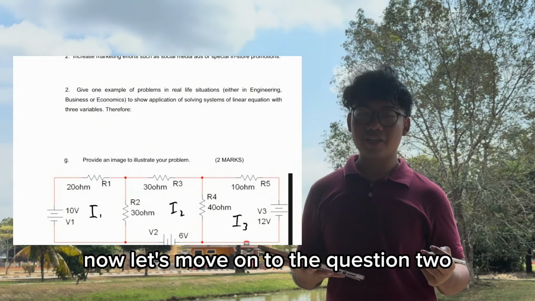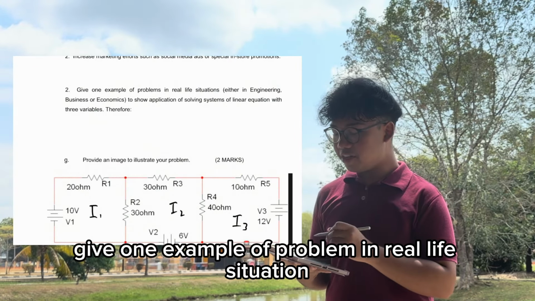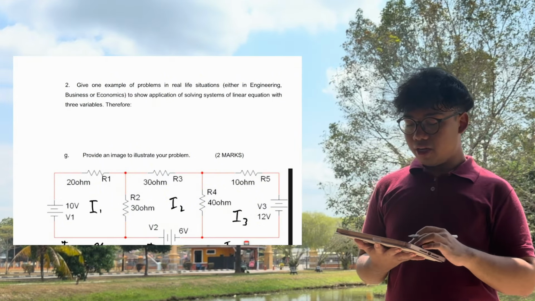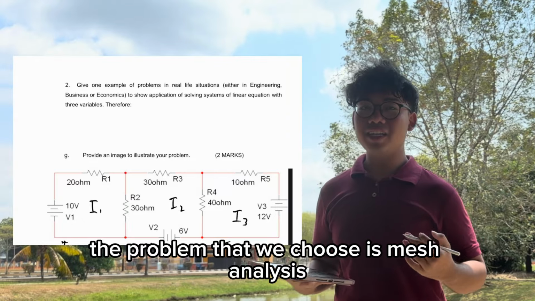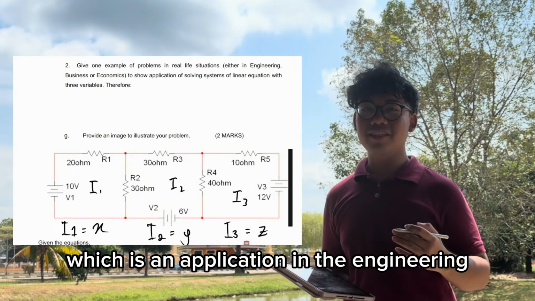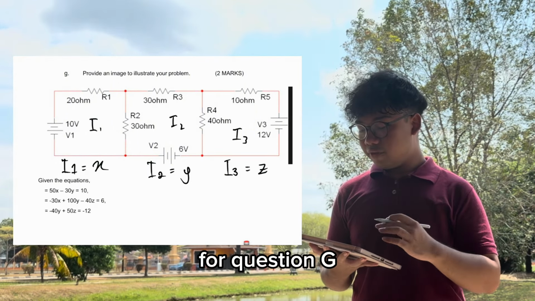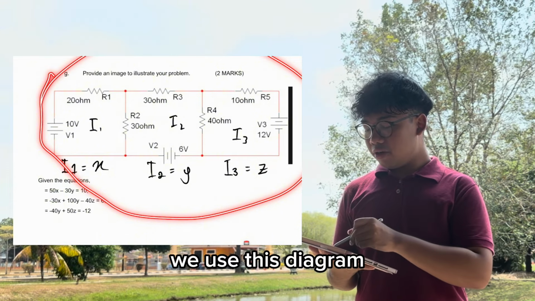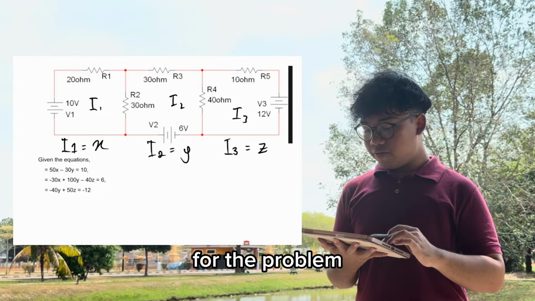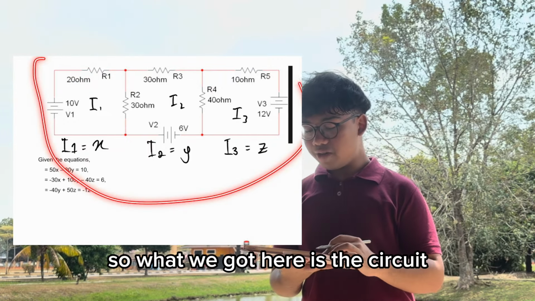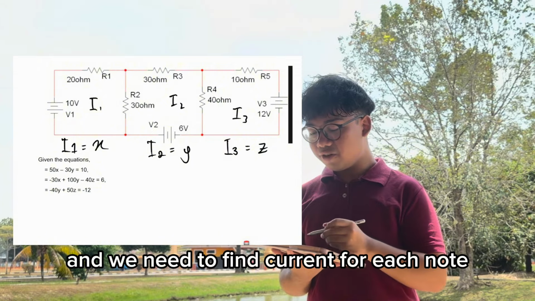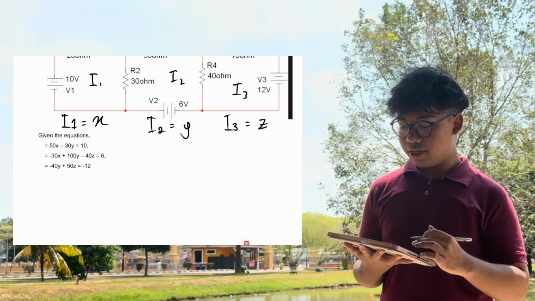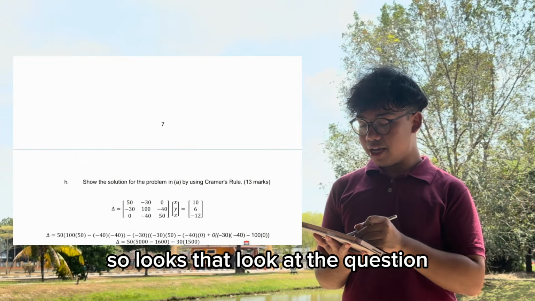Now, let's move on to question 2. Give one example of a problem in a real-life situation. The problem that we chose is mesh analysis, which is an application in engineering. For question G, provide an image to illustrate your problem. So we use this diagram for the problem. What we have here is the circuit, and we need to find the current for each node. I1 equals X, I2 equals Y, and I3 equals Z. So, look at the question.